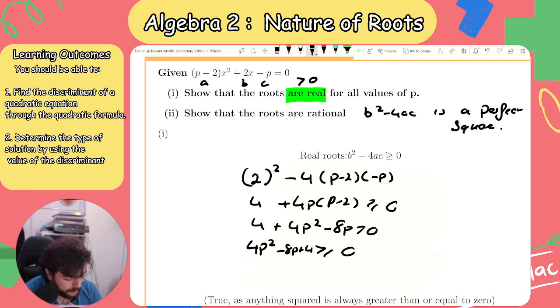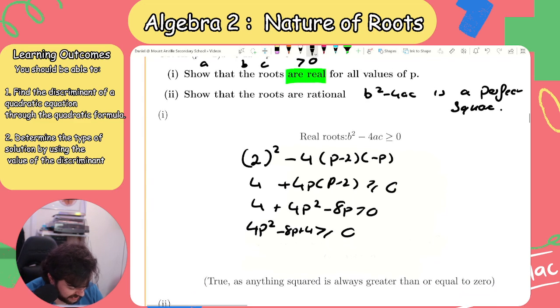So how can I prove this is greater than 0? This doesn't really lend itself to this, really. But in actuality, this is a perfect square. So this can be written as 2p minus 2 all to be squared. If you factorize this, you get 2p minus 2 all to be squared.